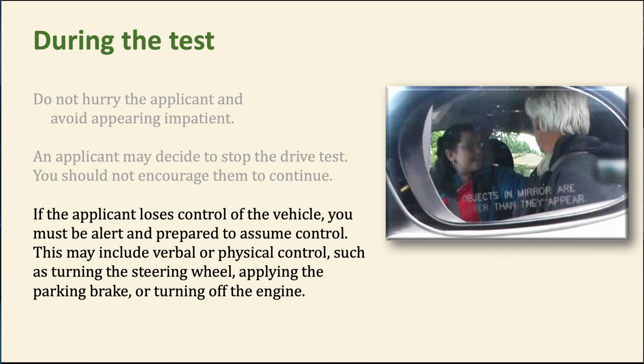Now, if they lose control, you've got to be ready and assume control. So it may mean verbal or physical control, turning the steering wheel, applying the parking brake, turning off the engine. This also means keep your left hand free so that you can grab the wheel to prevent a bad turn or lane change if needed.